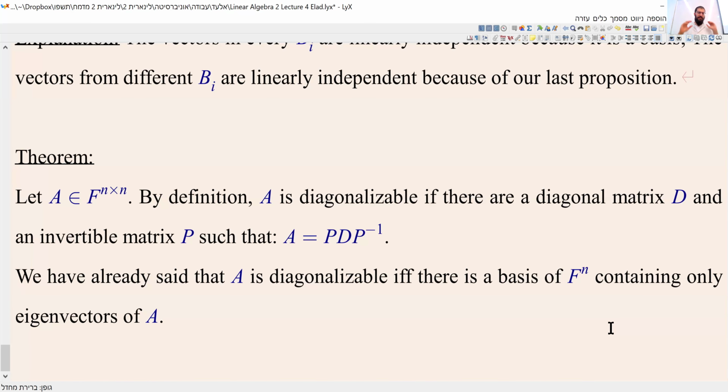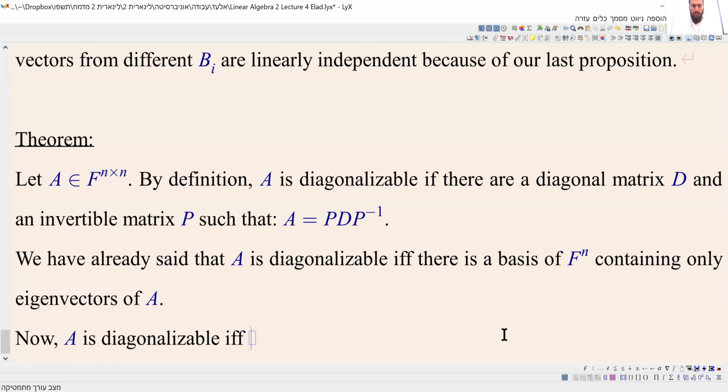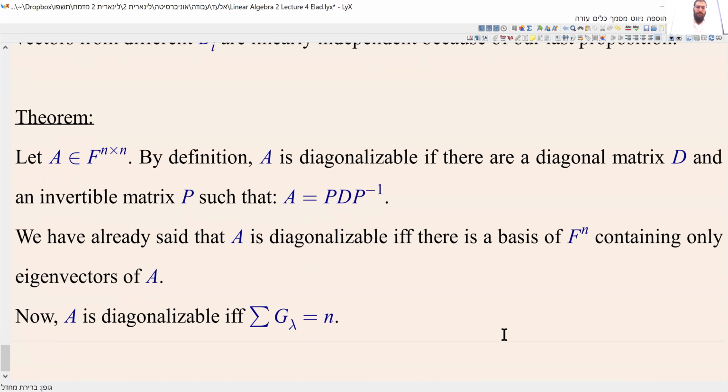Now, our theorem is that A is diagonalizable if and only if the sum of the geometric multiplicities is the order of A.